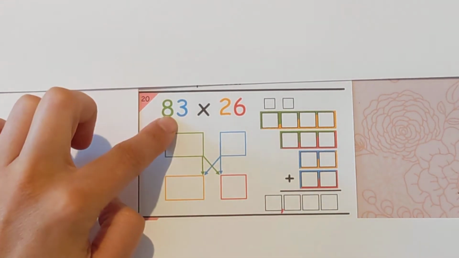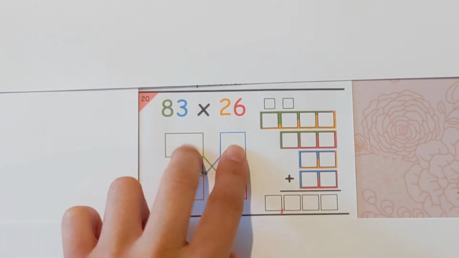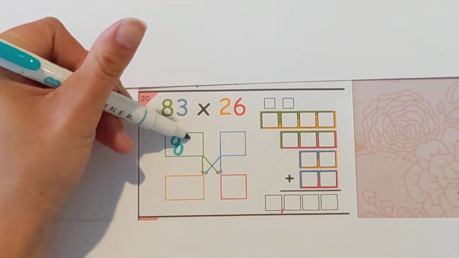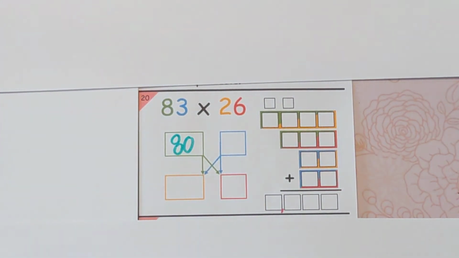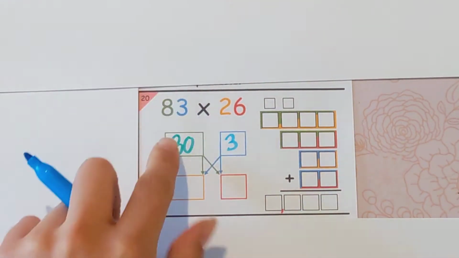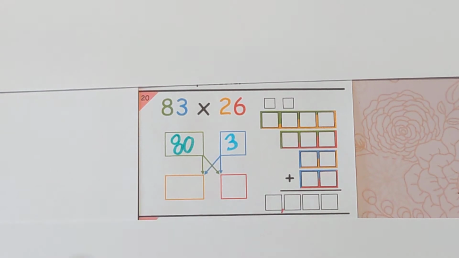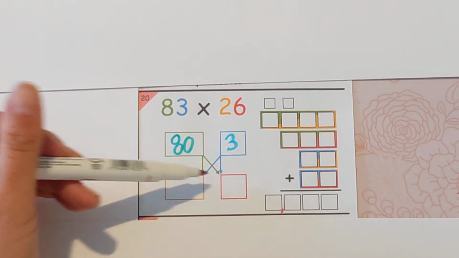Step 1 is to take your first number and put it in expanded form here along the top. The 8 is really an 80. And the 3 is a 3. This is how you write 83 in expanded form. 80 plus 3. And then we'll take our other number and put it in expanded form along the bottom.